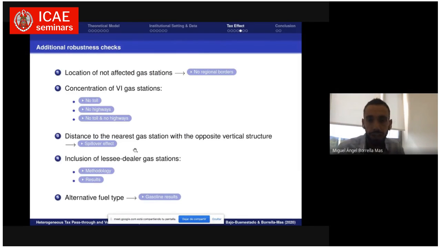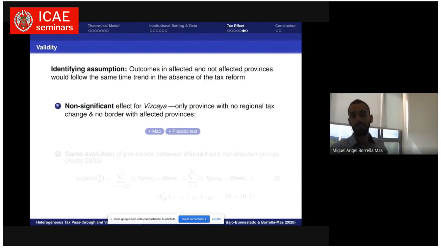We also, as I told you, find that the inclusion of leased dealer gas stations does not affect our results, and we basically obtain the same result for leased dealer as for vertically integrated. And finally, the results are also robust to an alternative fuel type, and we do in the paper all the results with gasoline fuel, and we obtain basically the same results. So we have 10 minutes left, I think, and I'm going to finish with the validity. I'm going to try to give you some intuition of why our results can be considered causal.